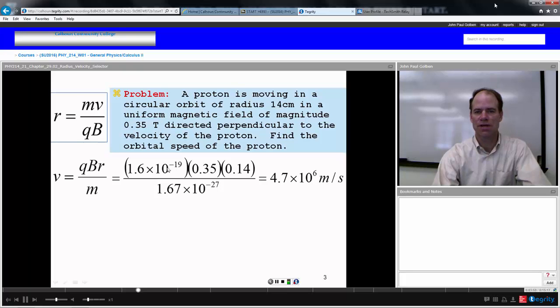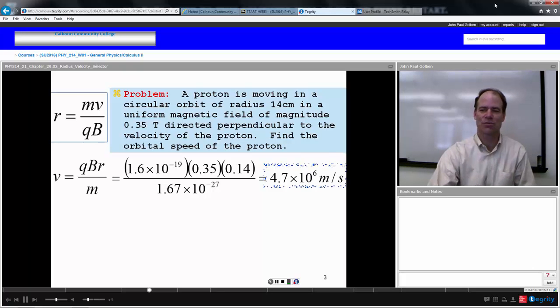It's going to equal qBr over m. Charge of the proton, 1.6 times 10 to the minus 19 coulombs. The magnetic field was 0.35 Tesla. And we're told the radius of the circle is 0.14 meters. Mass of the proton is 1.67 times 10 to the minus 27 kilograms. So it's moving at a pretty good clip, 4.7 times 10 to the 6 meters per second.